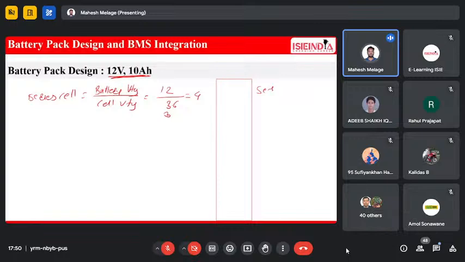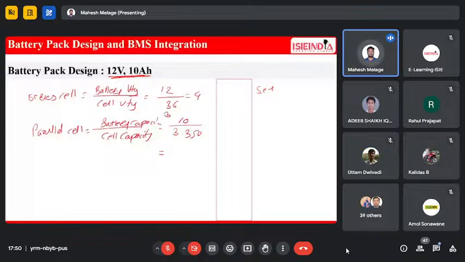Similar, the capacities are different. This is the parallel cell. What is the formula? Battery capacity divided by cell capacity. What is the battery capacity? 10, and cell capacity is 3.350. It goes approximately 10 divided by 3.350, which goes to 2.985. It approximately goes to 3. So how to design? The parallel is 3 and series is 4.